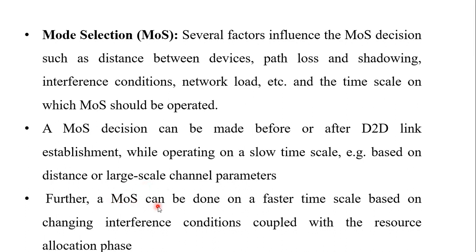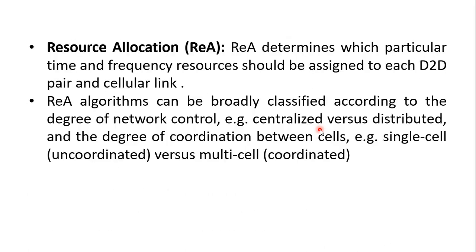Further, mode selection can be done on a faster time scale based on changing interference condition, which is coupled with resource allocation phase. Okay, so this is nothing but selection of a mode. The selection of the mode depends on the path loss, interference condition, network load, and the distance between the devices. The mode selection decision can be made before or after the link is established. So this is the first, mode selection.